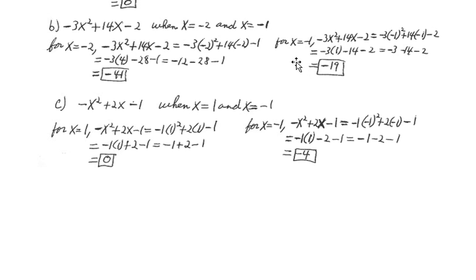Then when x equals minus 1, the expression minus 3x squared plus 14x minus 2 equals minus 3 times the minus 1 squared plus 14 times minus 1 minus 2, which equals minus 3 times 1 minus 14 minus 2, which equals minus 3 minus 14 minus 2, which equals minus 19.